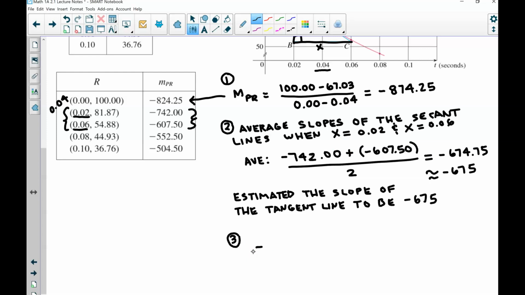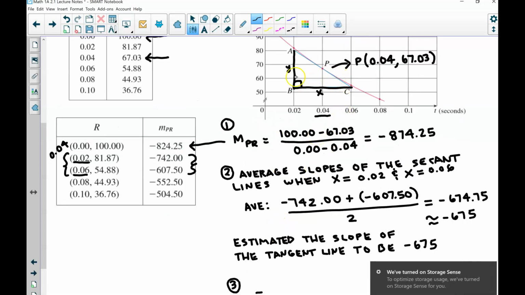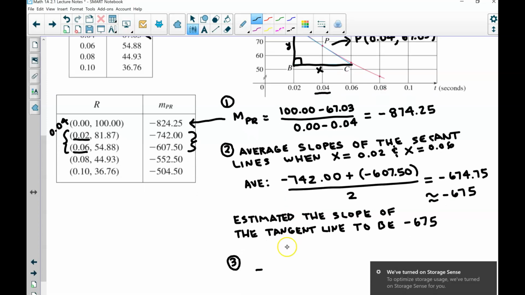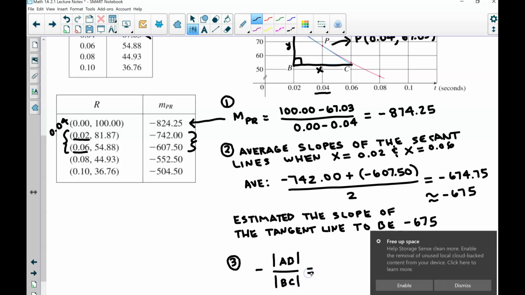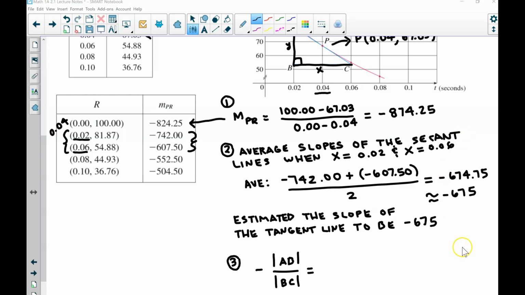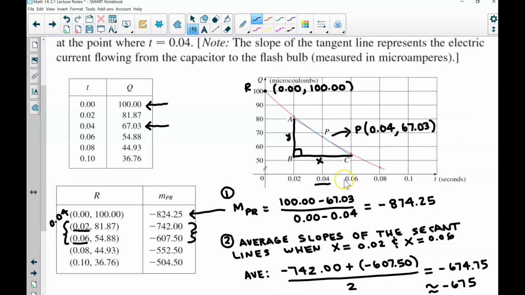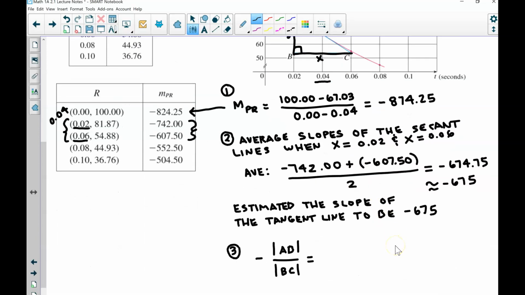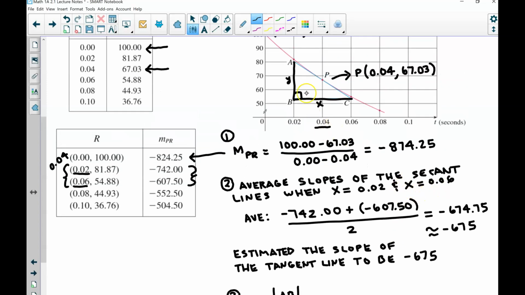Now, we also know that we'd have to make sure that this distance is positive and this distance is positive, because regardless, it's going to be a negative slope. So we need to take the absolute value of whatever the distance is of AB and then divide that by the distance of BC. Now, how do we determine that? Well, again, we know that it's going to be negative.